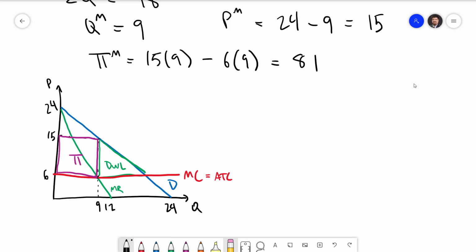That's the loss of welfare due to the monopoly restricting output to 9 instead of the socially efficient amount. Take our demand function, 24 minus P, and we're going to plug in the socially efficient price, which we know because our marginal cost is a constant at 6, is just going to be 6, so that's going to be 18.